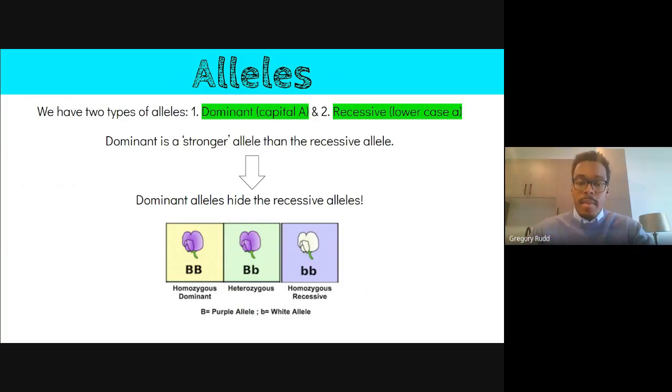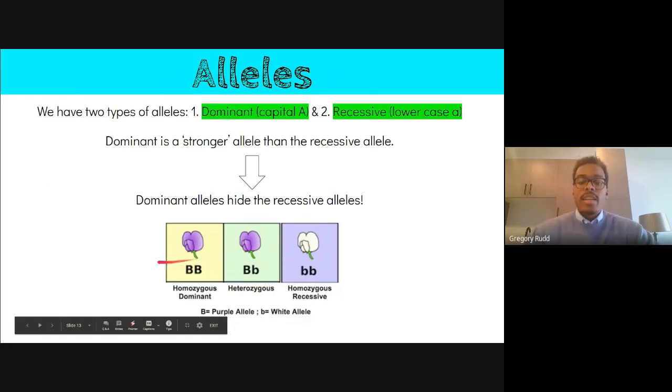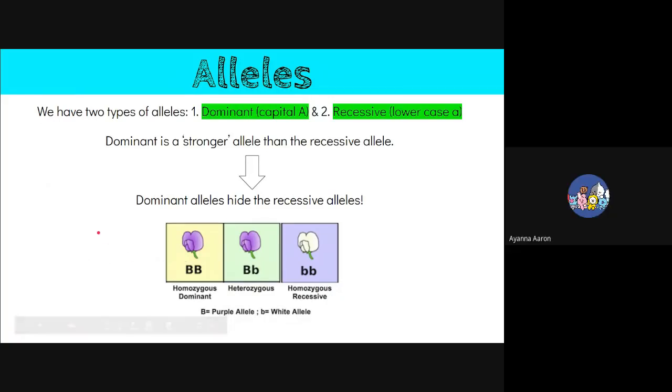This is why we call it dominant. Now notice here, I think it's going to come up on... I'll talk about it on the next slide.